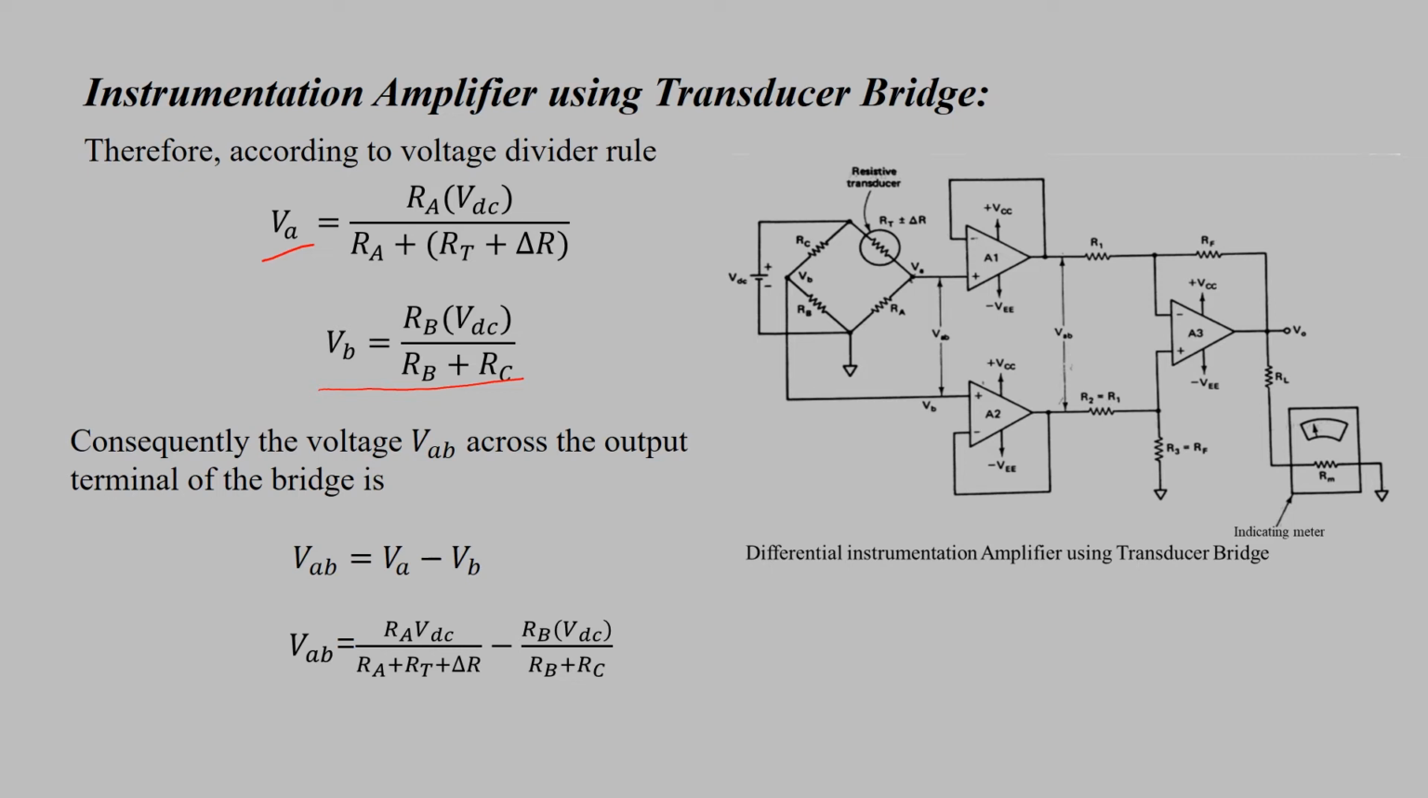Consequently, the voltage VAB will be VA minus VB, that will be RA over RA plus RT plus delta R into VDC minus RB VDC over RB plus RC. This is the voltage across these terminals, that is VAB.